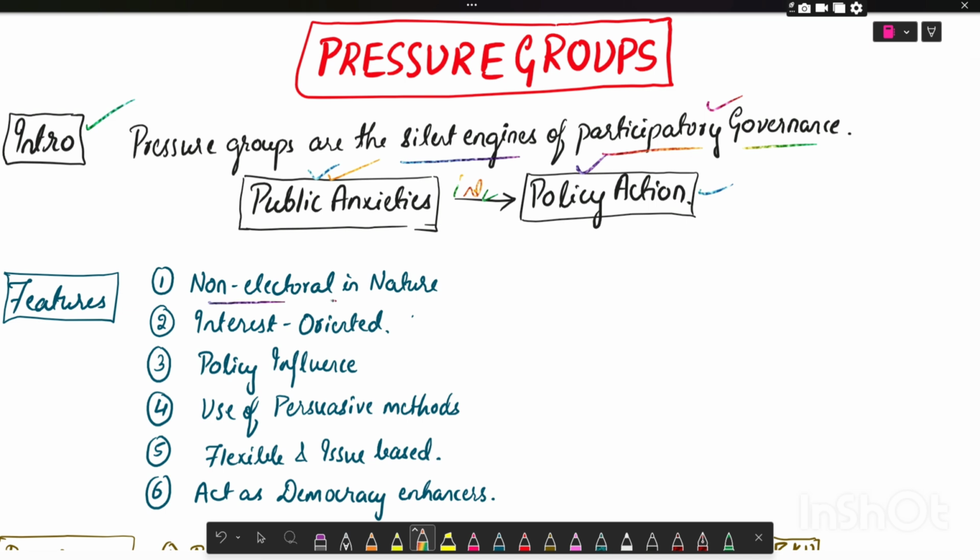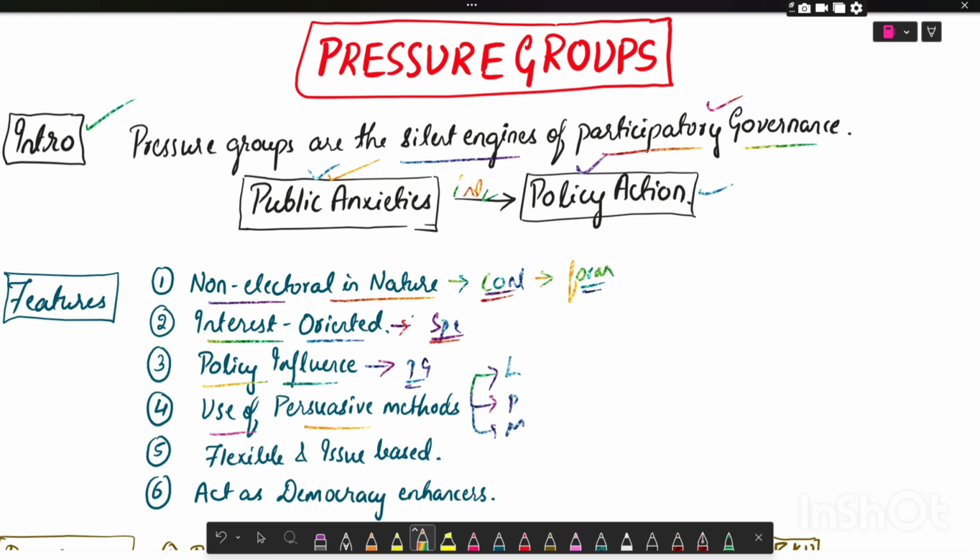They are non-electoral in nature. They do not contest in elections, and they do not have the aim to form a government. They are interest oriented. They represent a specific interest. They influence the policy. This is the core feature of pressure groups, that is, they influence policy making. They use persuasive methods like lobbying, public protests, and media campaigning.